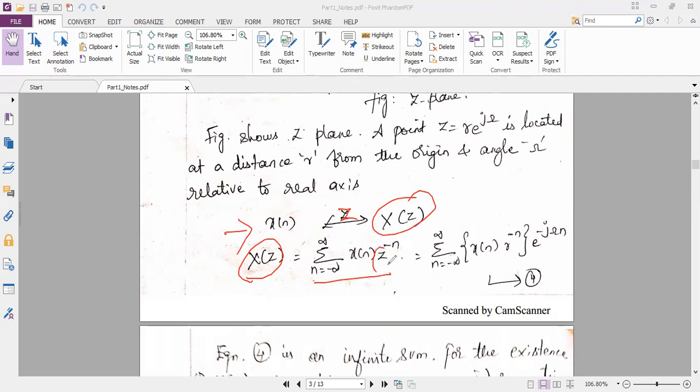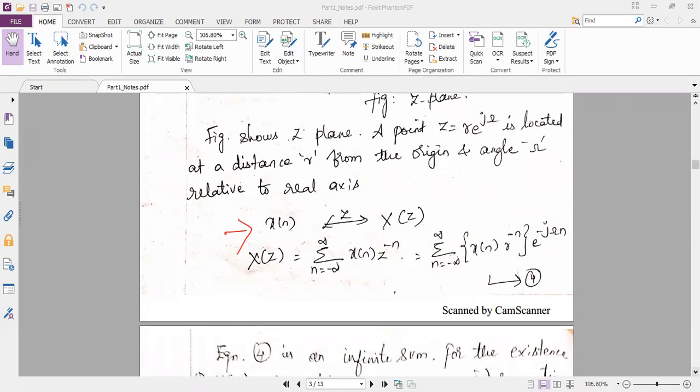And you know very well what z is. Z is nothing but r into e power plus j omega. So now we are replacing z with r into e power j omega. After substituting here, you can arrange x of n and r power minus n within the bracket and this e power term as a separate term. So this is your equation 4. In this equation 4, we have the part summation x of n r power minus n. That will help us to write the condition for the convergence.